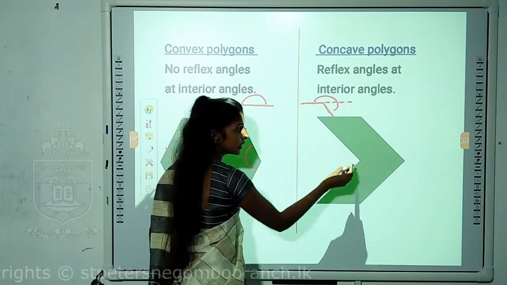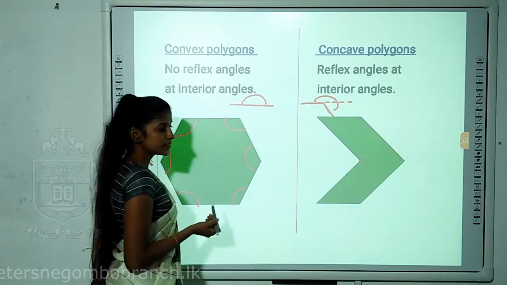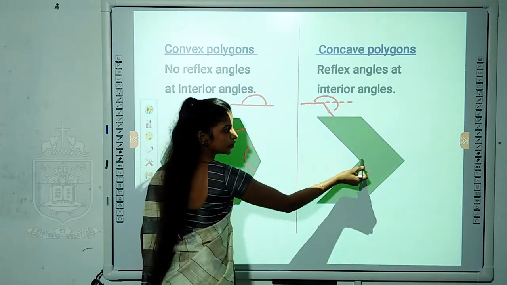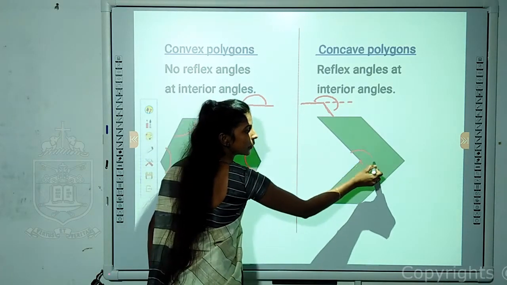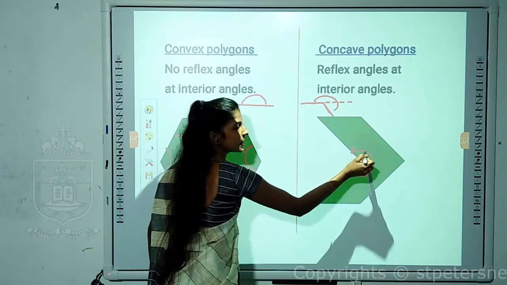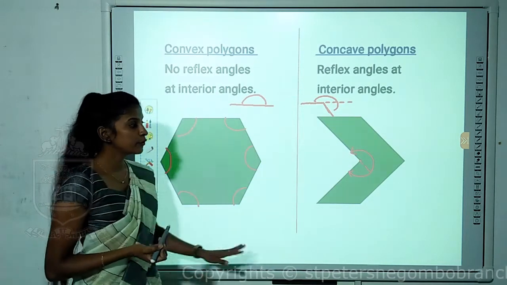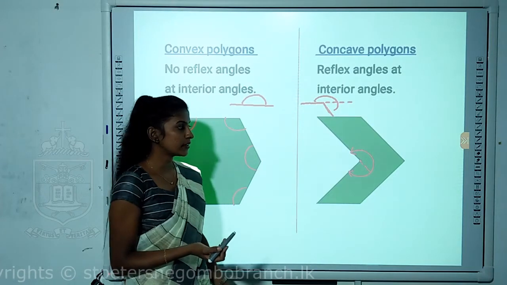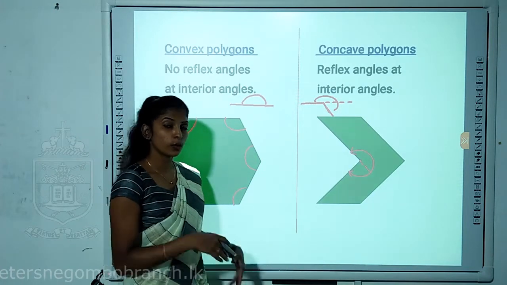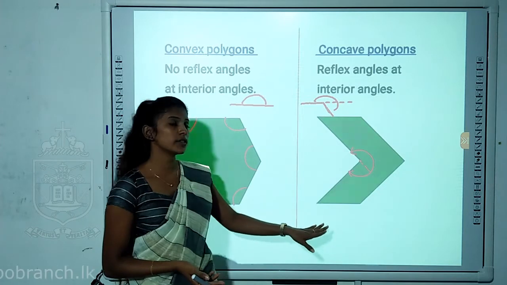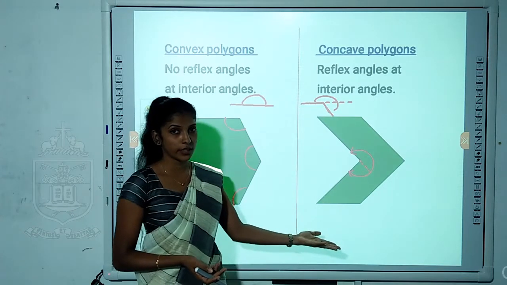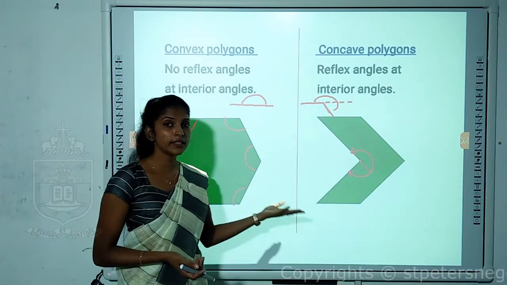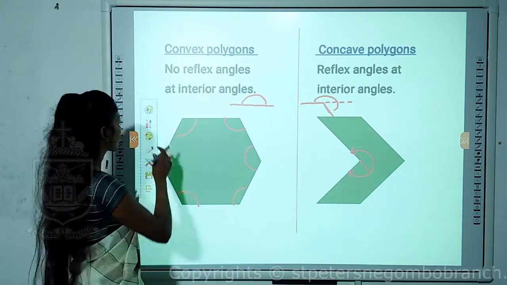This is also not. But here you all can see at this vertex, if I draw the line like this, it will be a straight line. But you can see it's greater than 180. That means a reflex angle is formed at this vertex. One interior angle is a reflex angle. So if you have at least one or more, we give a special name, that is a concave polygon. So that is the way of identifying convex polygons and concave polygons.